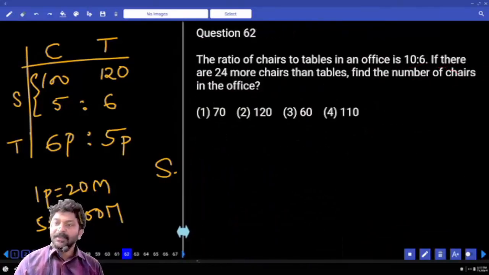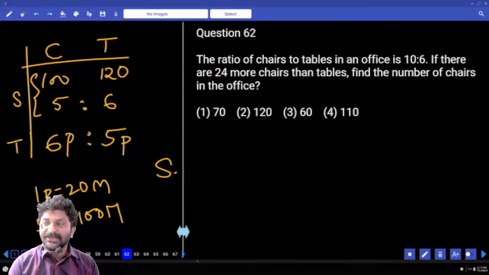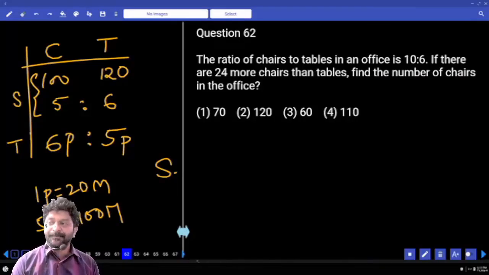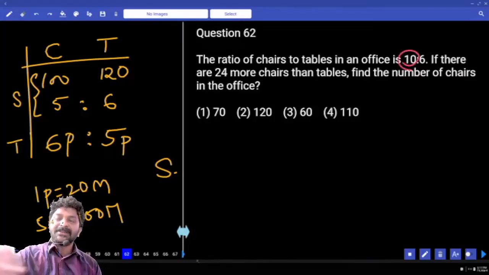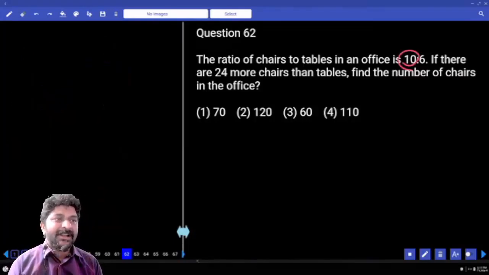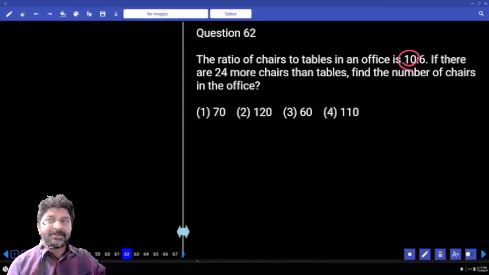Next. The ratio of chairs to tables in an office is 10:6. If there are 24 more chairs than tables, find the number of chairs in the office. How many chairs are there in terms of parts? 10 parts value we have to calculate. That means 10 multiple. All the options are 10 multiple. So we have to calculate.